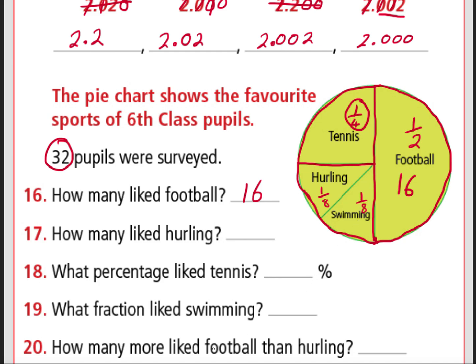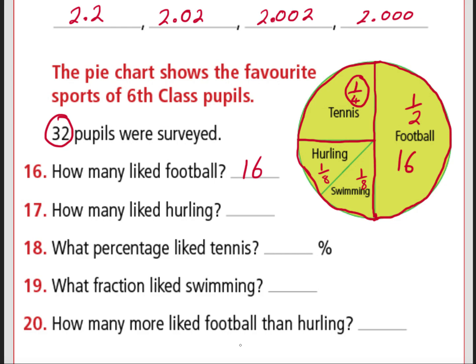And number 20, how many more liked football than hurling? So remember, football was a half, and hurling was 1/8. So they're asking us how many more liked football than hurling. Now, that's a takeaway sum. They're asking us what's the difference between the amount of people that liked football and the amount of people that liked hurling. So if we can do the sum 1/2 take away 1/8, that'll give us the fraction.